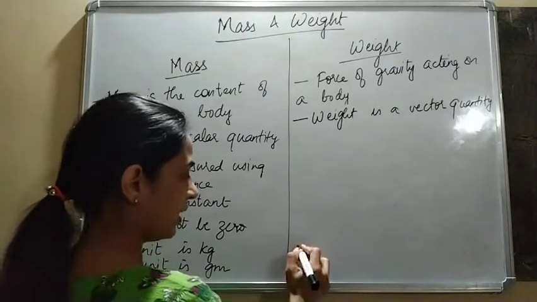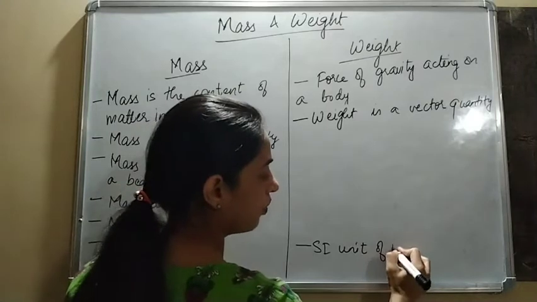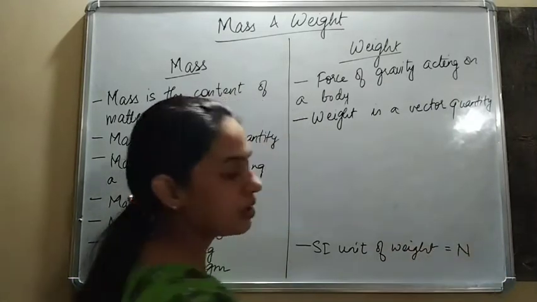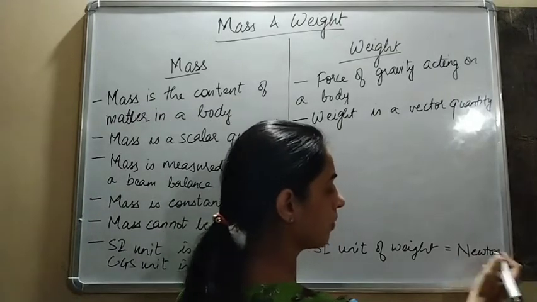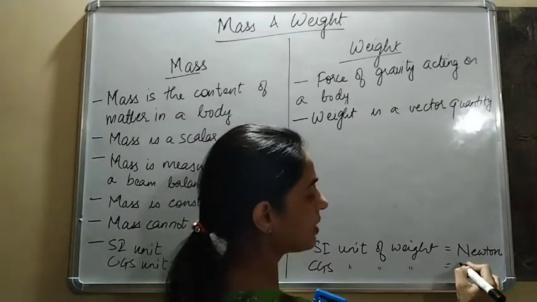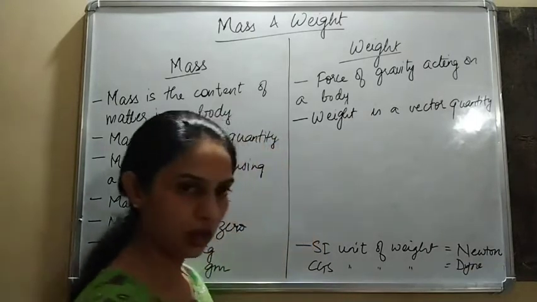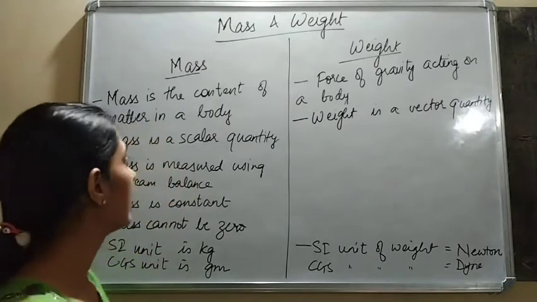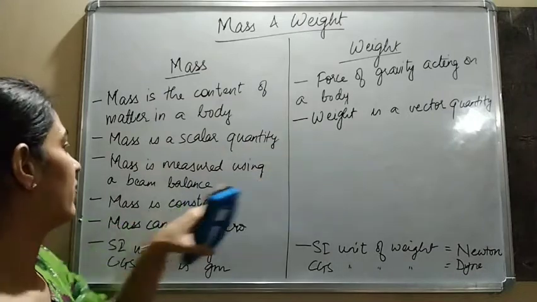What is the SI unit? The SI unit of weight is a force. So SI unit of force is Newton, so SI unit of weight is also Newton. Okay. CGS unit of weight is dyne. 1 Newton is 10 to the power 5 dyne. Okay. Then mass is a scalar quantity, weight is a vector quantity.